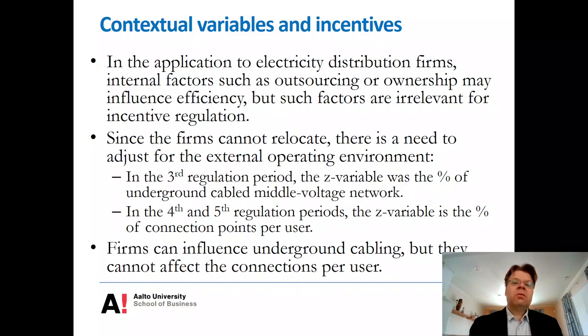So this is also something that is completely beyond the control of the electricity distribution firms. So this proves to be an exogenous Z variable that influences the cost and does not give some preference to one type of technical solution over another. Therefore, for the fourth and fifth regulation period, the energy regulator replaced this percentage of underground cable network by this percentage of connection points per user. So you see also the Z variables can have an impact in terms of incentives, and in this kind of incentive regulation it is good to be aware of what kind of incentives the Z variable might be giving to the regulated companies.